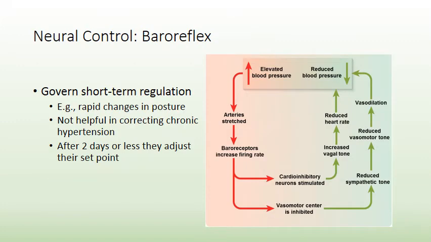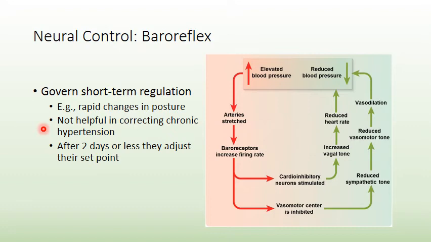Regulation, which is going to be if you have a rapid change in posture or a sudden emotional spike, which is going to result in elevated blood pressure. If you have chronic hypertension, so again, your blood pressure is constantly elevated, the baroreflexes or the baroreceptors are going to just change their set point, and they won't be able to correct for chronic conditions. After a couple of days of chronic hypertension or hypotension, they just readjust, and so they no longer respond to that elevated blood pressure.